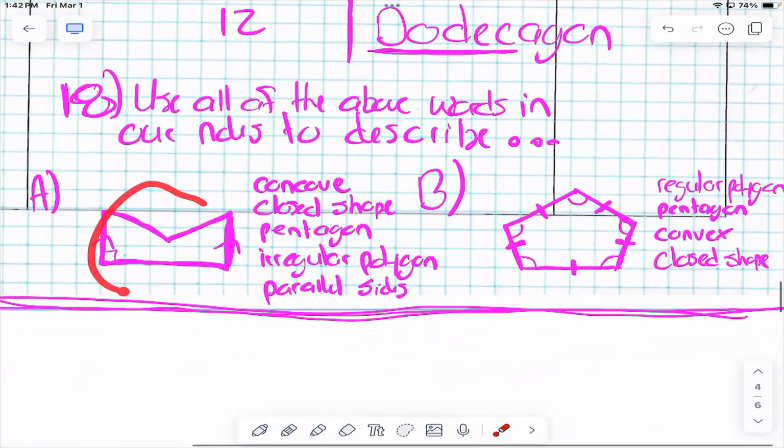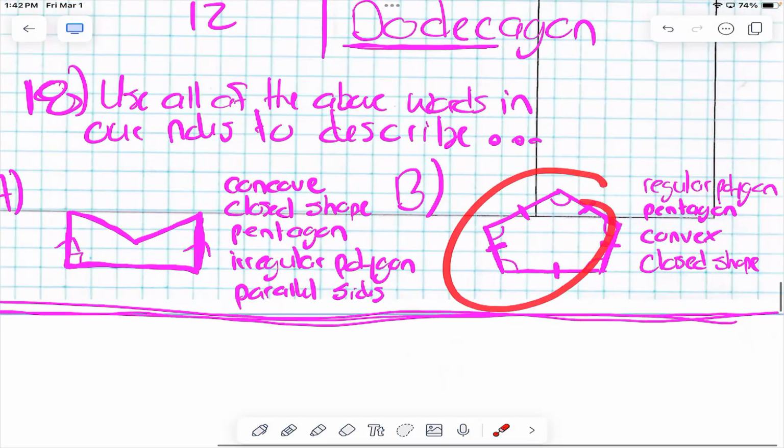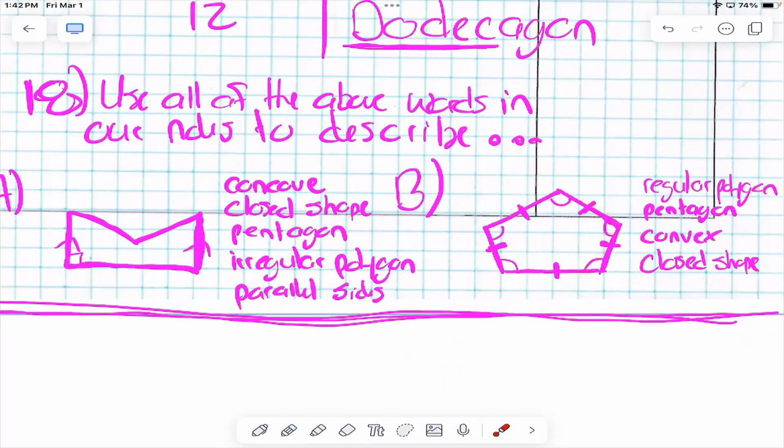See this shape right here? Can all of these words describe it? Yes. Can you have a whole bunch of words that describe just one shape? Yes. Does this shape have a bunch of words that describe it? Yes. That's legal, right? Yeah.